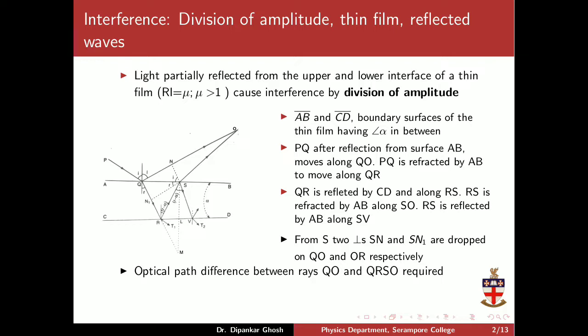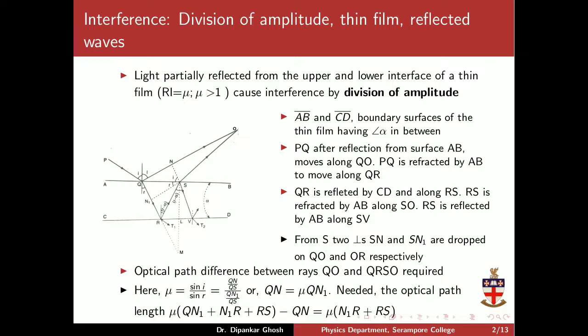Now see, what we need to find is basically the path QN1 plus N1R plus RS. This is the extra path traversed by the ray QRSO. Rather, we are interested in knowing the optical path than the geometric path. That's why we need to find mu into QN1 plus N1R plus RS, and from that we need to subtract the extra path traversed by the ray QO as well, namely QN. So the path difference between the two rays QO and QRSO is mu into the sum of QN1, N1R, RS. From that we subtract QN.